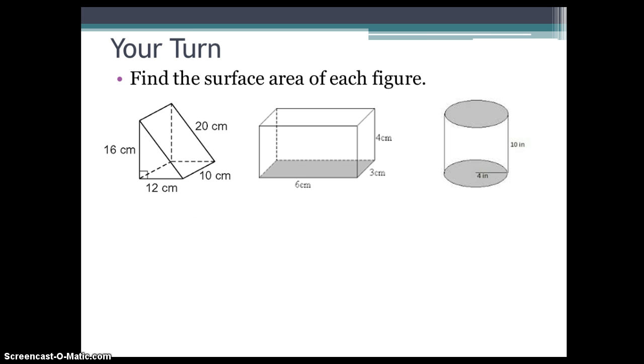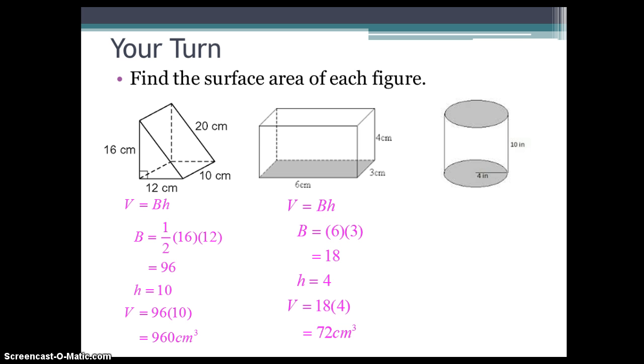Find the volume of each figure. The first one, the volume, well, our bases are triangles. Again, we have right triangles, which makes it easy. Half of 16 times 12, which is 96. And our height is 10, the distance between the bases. So our volume is 960 cubic centimeters.